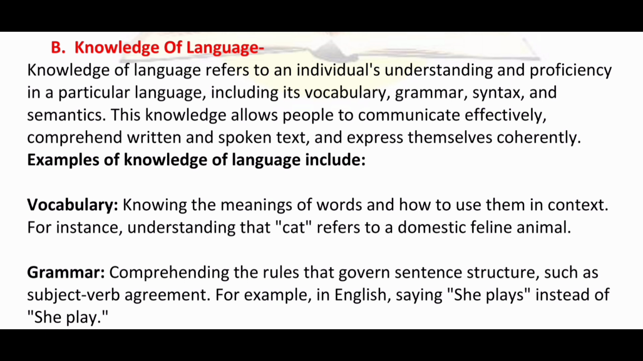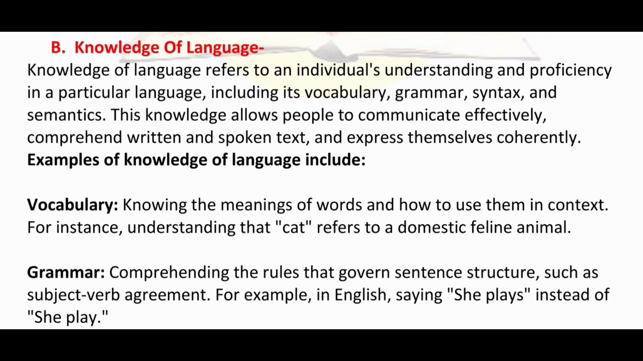So this knowledge and this understanding allows people to talk, to communicate with one another, to interact with one another in the written form or the spoken form, and express themselves, what they want or they need or they want to convey, what message to the society or to the people they are interacting with, right?